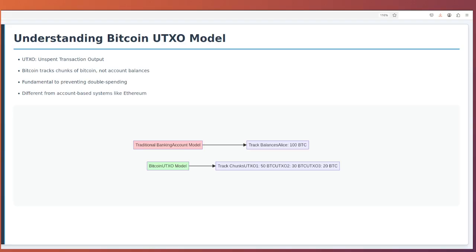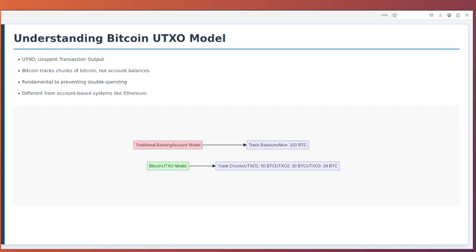Today we are diving deep into one of Bitcoin's most fundamental, yet often misunderstood, concepts, the UTXO model, which stands for Unspent Transaction Output. If you have ever wondered how Bitcoin actually tracks who owns what, you might assume it works like a bank account with balances, but it does not. Bitcoin uses a completely different approach that is more like handling physical cash with receipts.